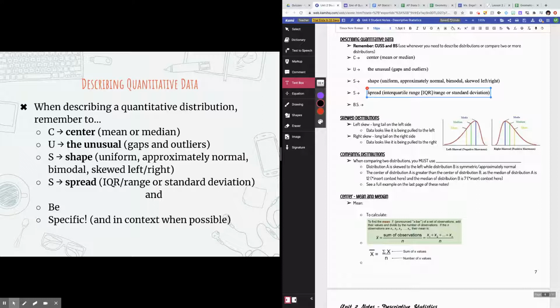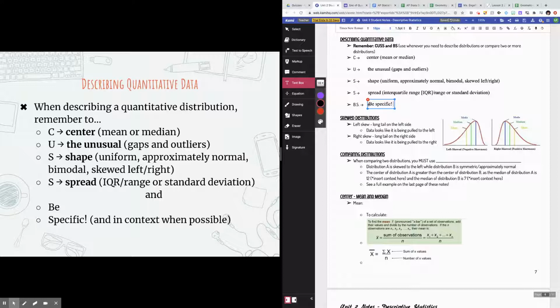Okay, so just like mean or median, you don't have to describe both, just one or the other, right? So pick either IQR, range, or standard deviation, whichever makes the most sense for that data set. Okay, and then BS stands for be specific.